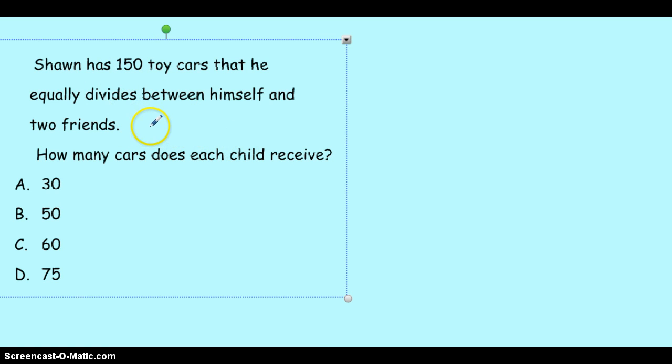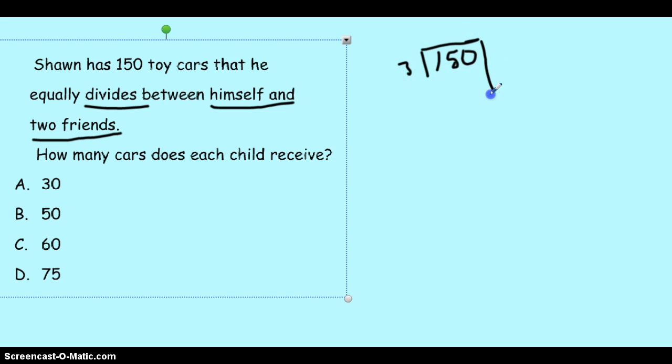Okay, and now we take the 150 toy cars that he equally divides between himself and 2 friends. This is the key. So we know it's division. We have to know by how many, and so himself and 2 friends makes 3. So we're going to divide 150 divided by 3. Of course, we know 3 and 15 are compatible. 3 times 5 is 15, so 3 times 50 is 150. Okay.